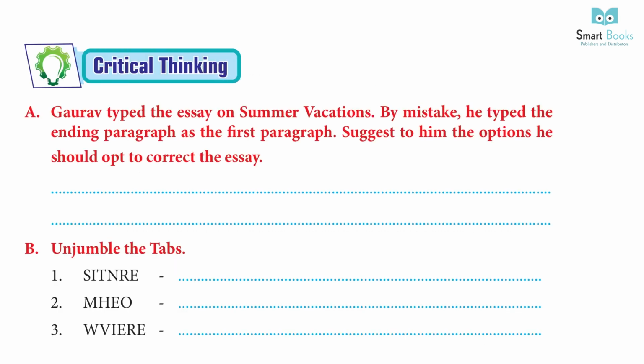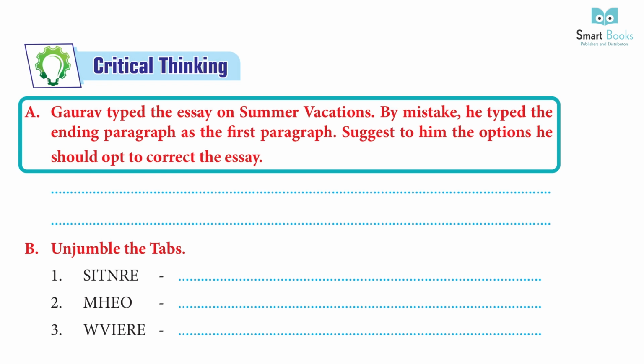Critical thinking. A. Gaurav typed the essay on summer vacations. By mistake, he typed the ending paragraph as the first paragraph. Suggest to him the option he should adopt to correct the essay. Answer: after you have done typing a section of text in Microsoft Word, you may need to move it somewhere else. You can use the moving text option to correct the essay.